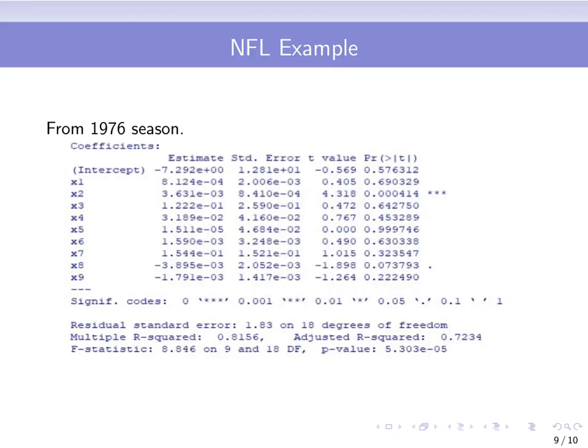So if you look back at the NFL example, right, a lot of insignificant t-tests over here, but if you look at the ANOVA F test, very significant, right? So this fact indicates the presence of multicollinearity. And if you take a look at some of these predictors and you think about what they measure, it makes sense that multicollinearity is present.